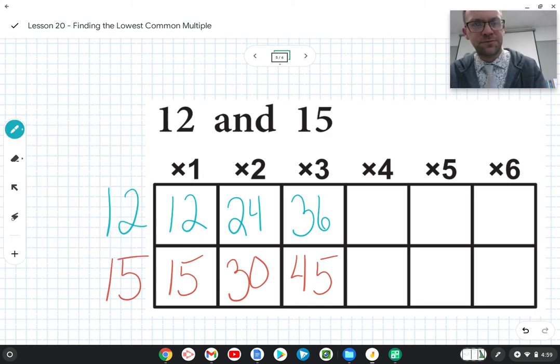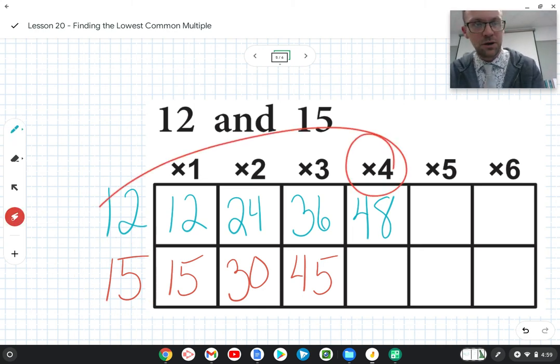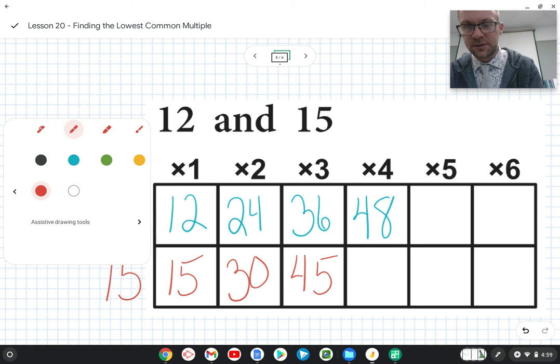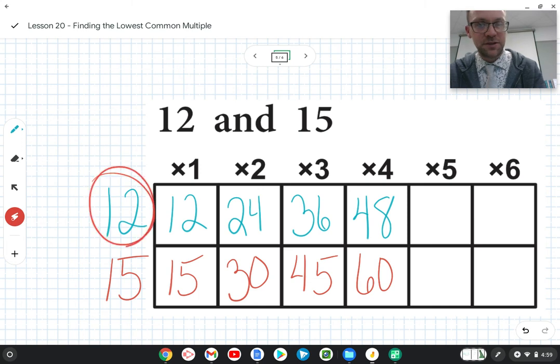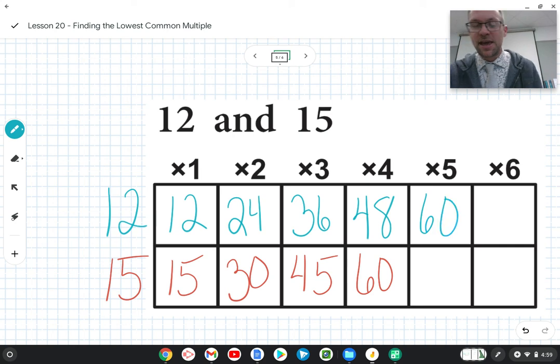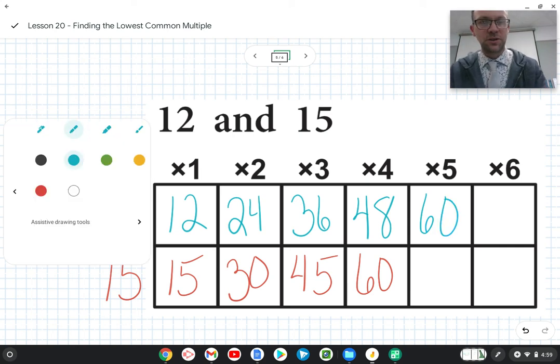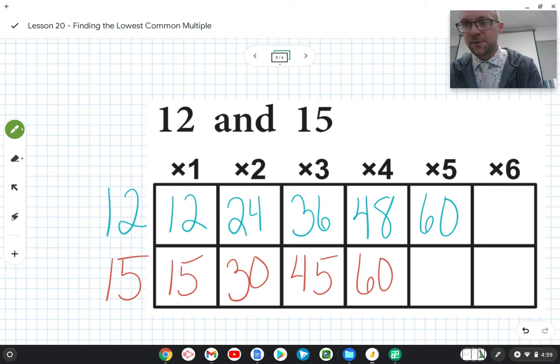All right, let's go back to 12. Let's do 12 times 4. Let's see, that's 48, because I know my 12s tables too. Thank you, Reflex Math. Let's do 15 times 4, and that is 60. Nothing in common yet, but I see it's coming. What if we did 12 times 5 and find our next multiple of 12? That is 60. And look what we found. We found the lowest common multiple for the numbers 12 and 15. And that lowest common multiple is 60.